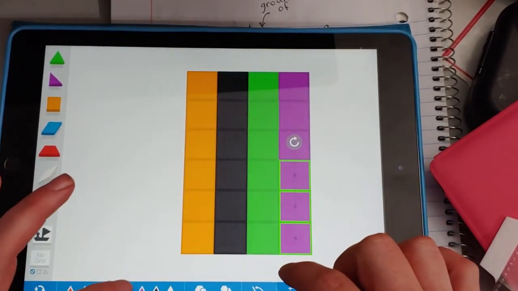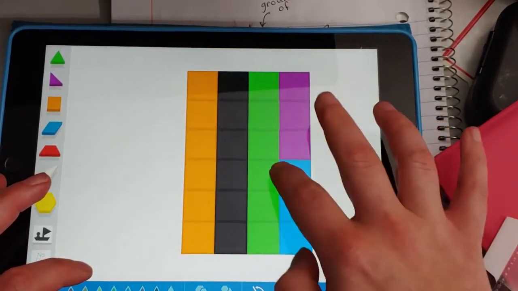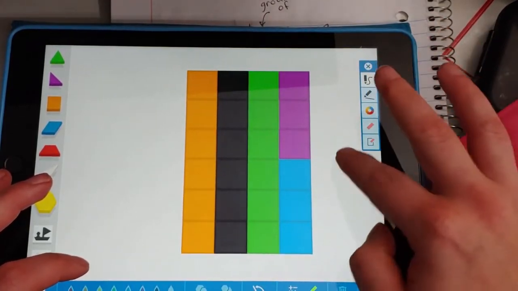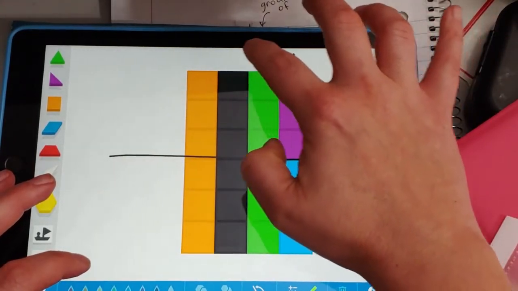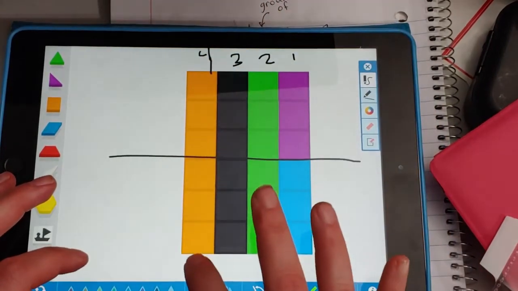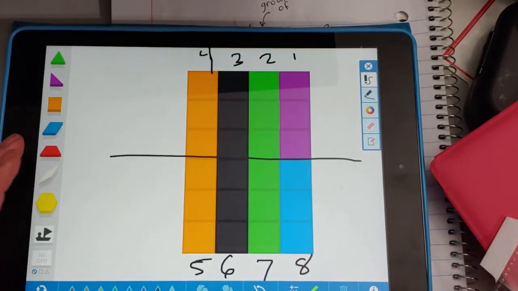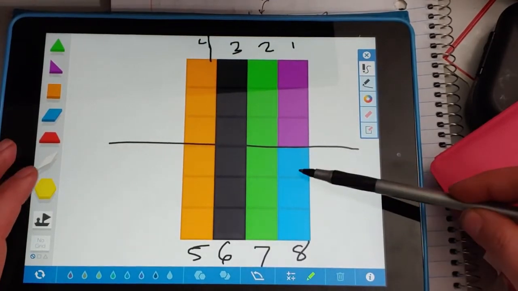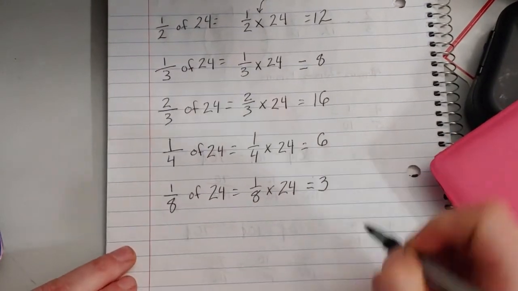I don't think I have enough colors in here. Whoops. Nope, it's not going to let me. I'll just have to draw a line. So now we have 1, 2, 3, 4, 5, 6, 7, 8 groups. It won't let me cut those colors in. So what is 1/8 of 24? 1, 2, 3. 3.